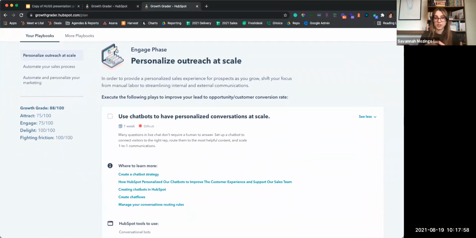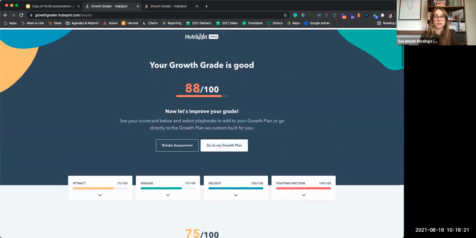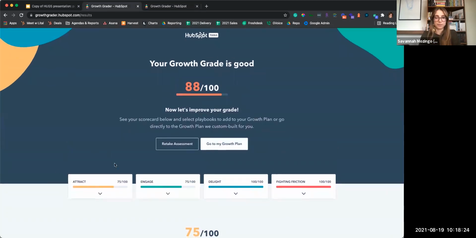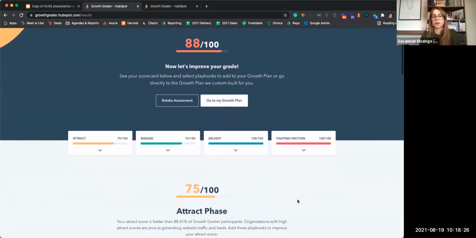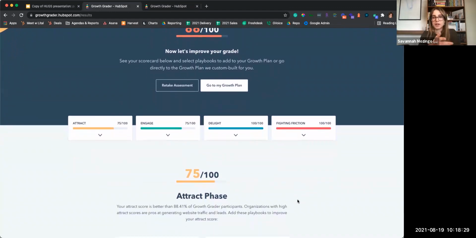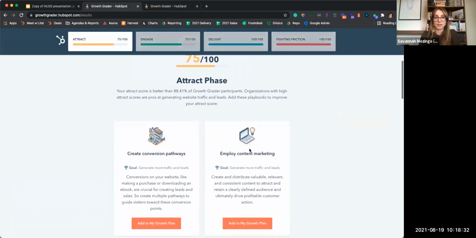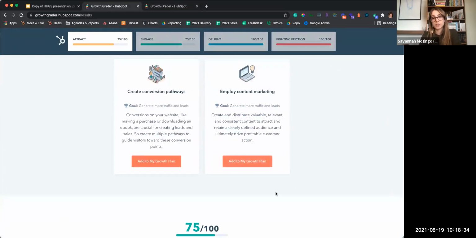You'll answer a series of questions in that growth grader that assess your org's performance across the 3 phases of the flywheel, so attract, engage, and delight. And in regards to fighting internal friction. Now, once all the questions have been answered, you're going to receive an overall growth grade out of a possible 100 and scores for each phase of the flywheel. For each phase where you don't score 100, you receive 2 to 3 recommended playbooks to help you improve on that score. And you can add those playbooks to your growth plan.